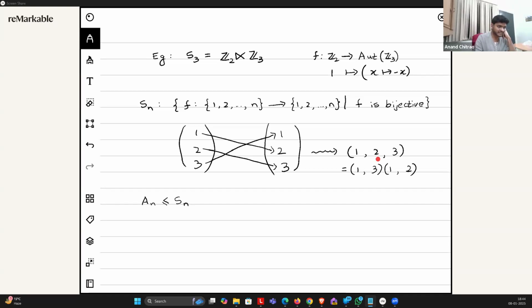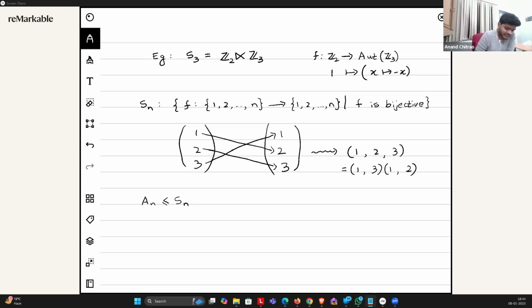So how do you see that these are equal? 1 goes to 2 and then 2 goes to 2, so 1 goes to 2. 2 goes to 1, and 1 goes to 3, so 2 goes to 3. And 3 goes to 3 over here, but 3 goes to 1 over here, so 3 goes back to 1. That's how we verify the equality of these two bijections of 1, 2, 3 with itself.